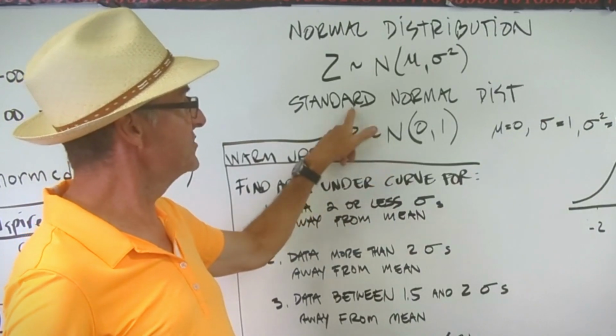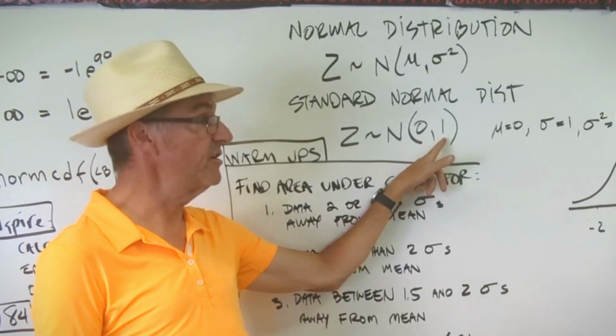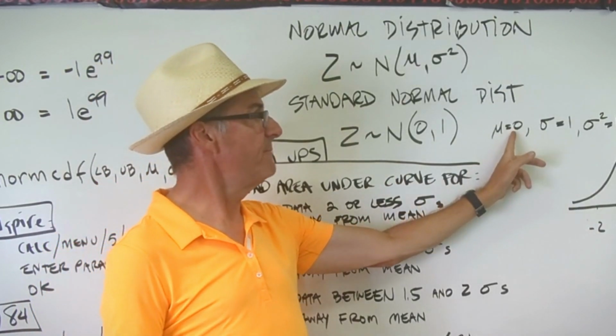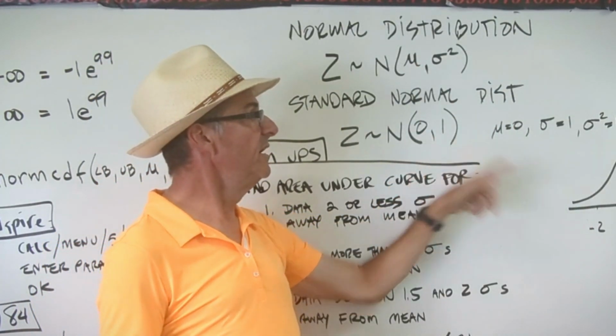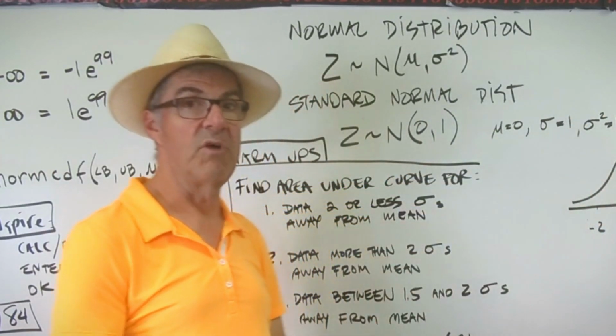So here is the standard normal distribution. You can always say these 2 things if you're told that it's a standard normal distribution, namely that mu here equals 0 and that sigma here equals 1. Sigma squared equals 1 as well.